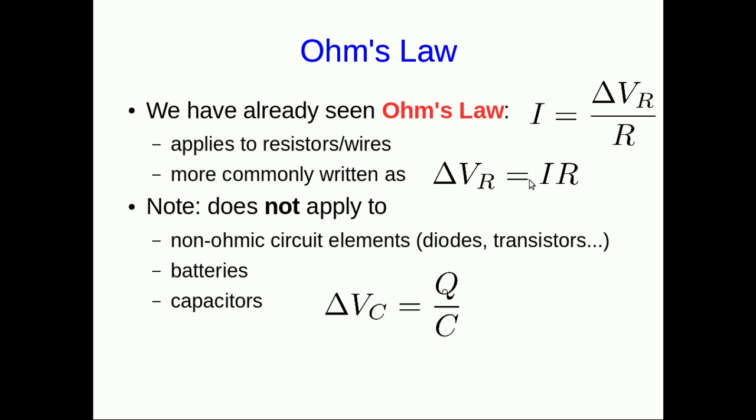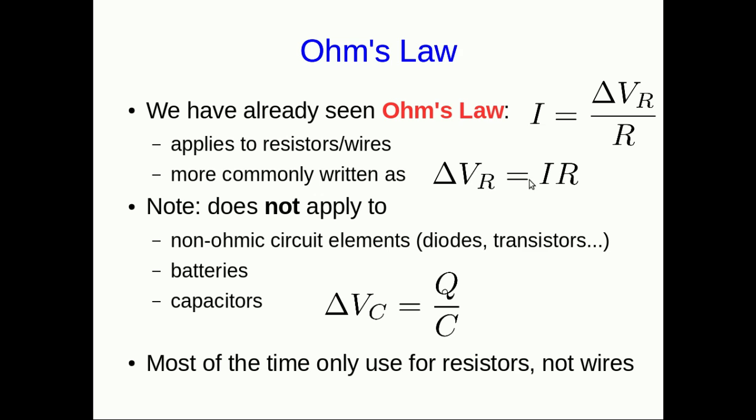One more thing, while Ohm's law does apply to resistors and wires, usually we only use it for resistors. We don't typically use it for wires. For wires, we most often make what's called the ideal wire approximation, which is that the resistance of a wire is zero, which means that the voltage drop across a wire is zero. And that's a good approximation as long as your wires are not too long, or as long as they are connected to resistors with resistance much bigger than the resistance of the wires.